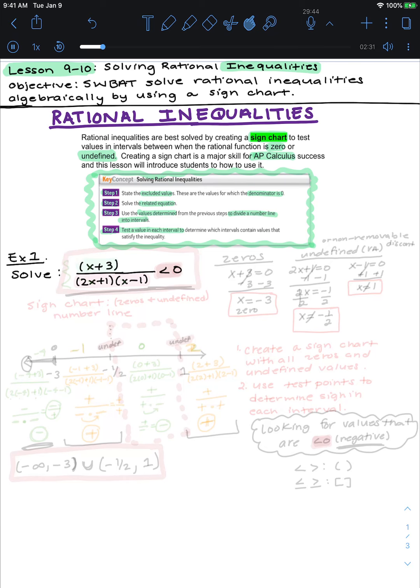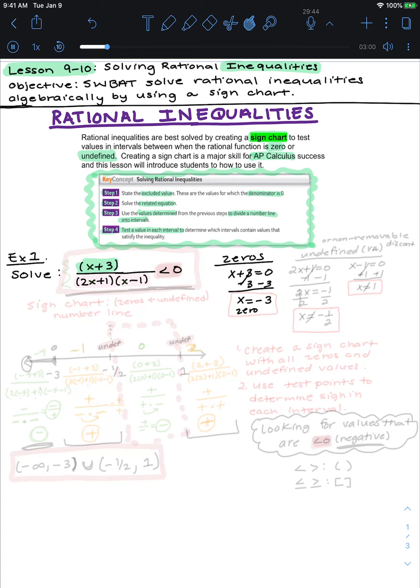So in order to find our zeros, we get our numerator, which is x plus 3, and we set it equal to 0. So I would subtract the 3. So x is going to equal negative 3. And this one right here will be my 0. Okay, so in this situation, I only have 1 zero.